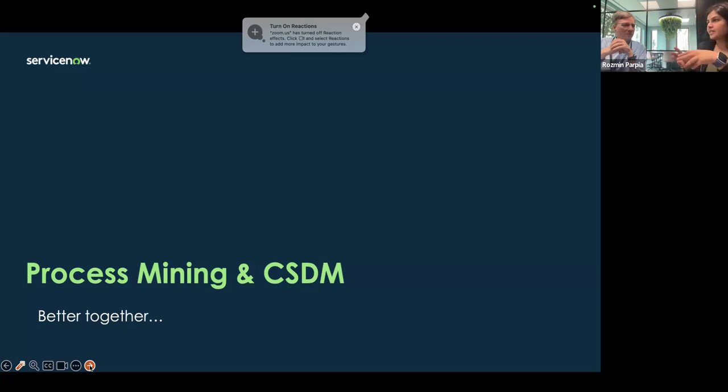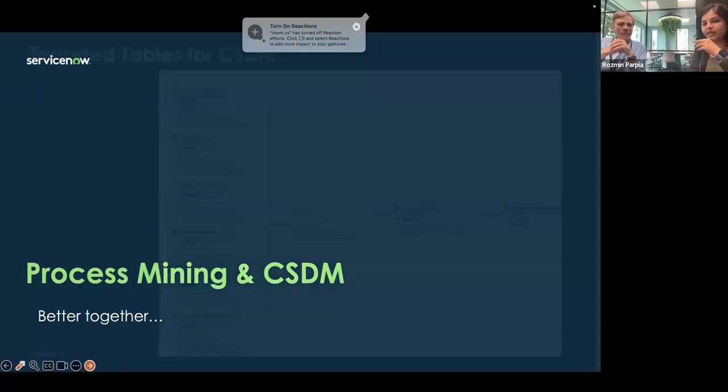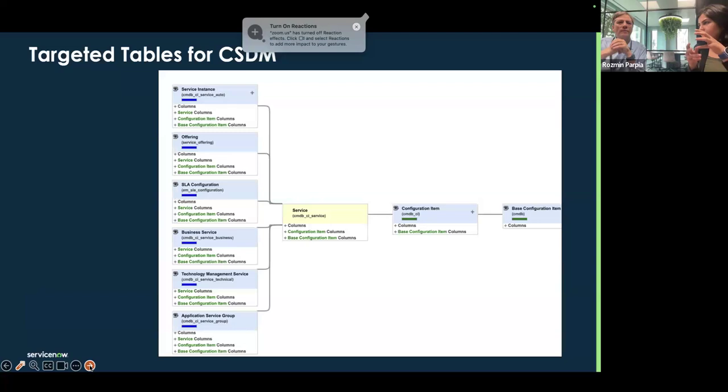A lot of our customers and people who attend these sessions have asked us, can I do CSDM with process mining? How do the two go well together, and in what way? So this is a few slides and a demo that we've come up with, courtesy of your help, that I've been able to put all together here. The tables targeted would be CMDB CI, but you don't stop there.